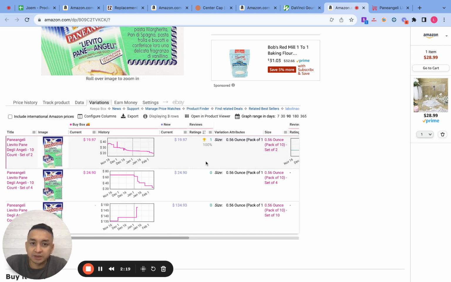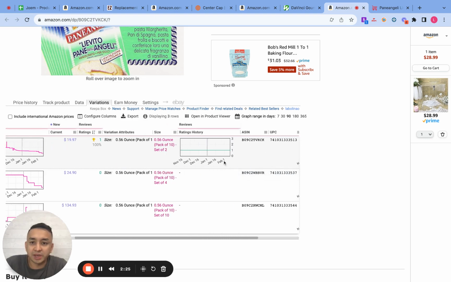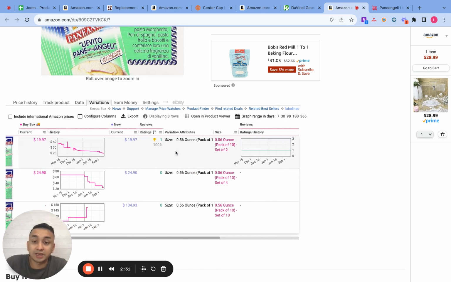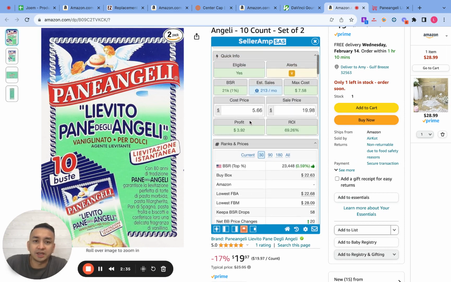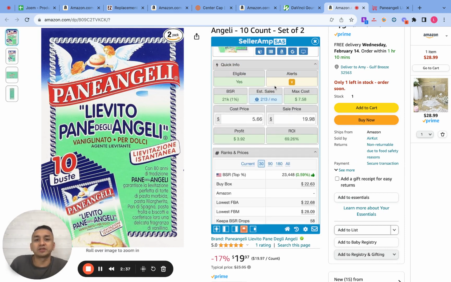And then from here, you would pick the exact variation of the product. So this one is a pack of 10, set of 2. Yeah, set of 2 right there. Well, it's getting 100% of the sales, right? So this product is getting all the sales, which is 213 sales a month.